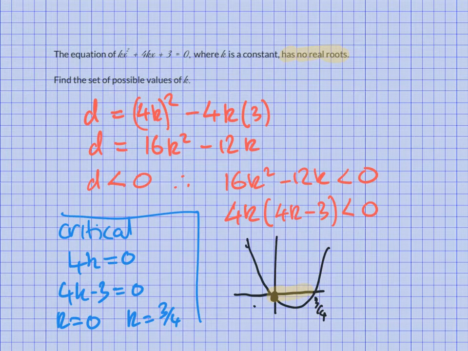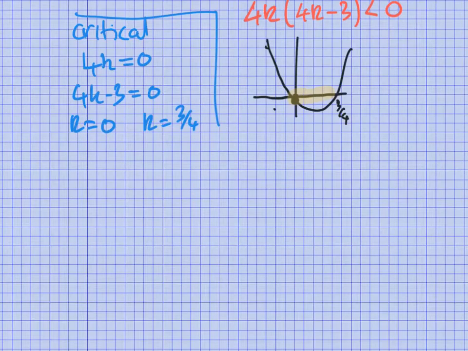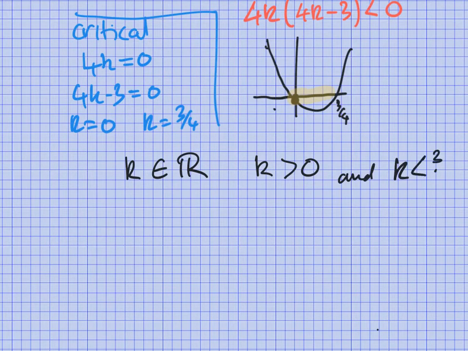So we need to now write out our answer. We know k is a real number, and we know that k has to be greater than 0, and it has to be less than 3/4. There we go. Convert that into set notation.